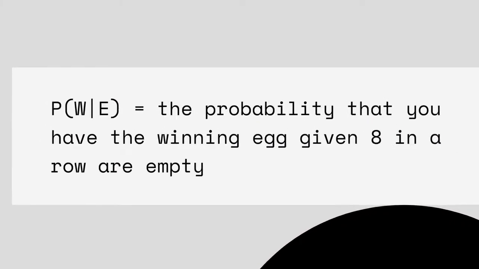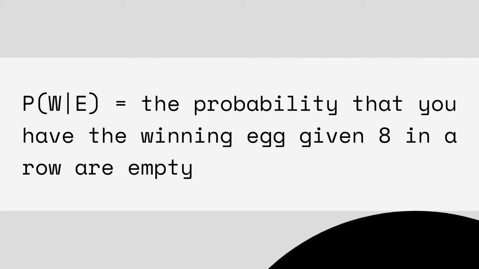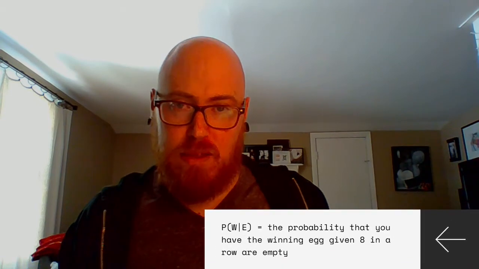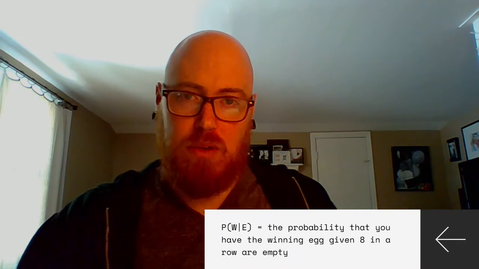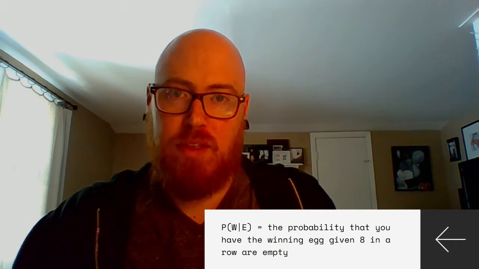Okay. So let's use Bayes' theorem for this. So we're going to calculate the probability of you having a winning egg based on the fact that we have new information, based on E. So what is E? The probability of you winning given E is the probability that you have the winning egg given 8 eggs in a row are empty. So that's the observation that you've made. You've made the observation that it's down to you and one other person. We've got 8 empty eggs in a row. It's down to me and one other person. So I want to know what the probability of my winning is, given that 8 eggs in a row are empty. Okay, now but here's what's at stake here.